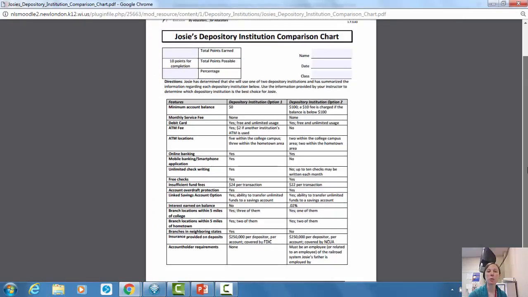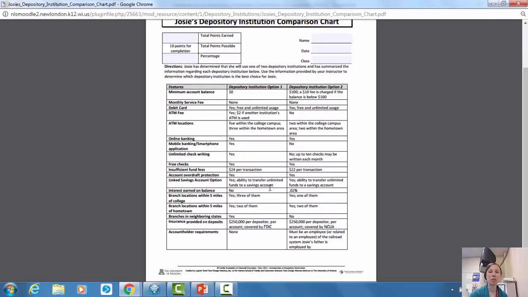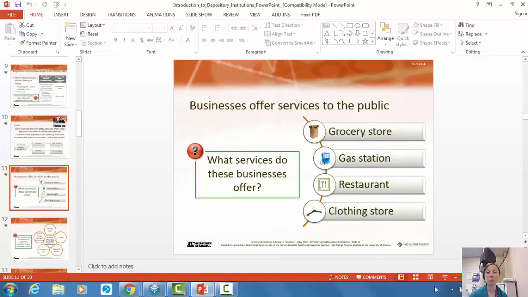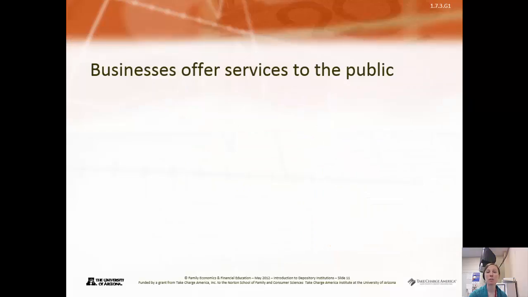So are Josie's choices insured? If you look on the chart and look to the very bottom, insurance provided and deposits, her option 1 deposits are $250,000 per depositor per account is covered by the FDIC, and the second one, same thing, covered by the NCUA. So both are insured, both choices. First one is a bank, second one is a credit union because of the insurance choices. So when we look back at our presentation, yes, both of her choices are insured, so her money will stay safe.